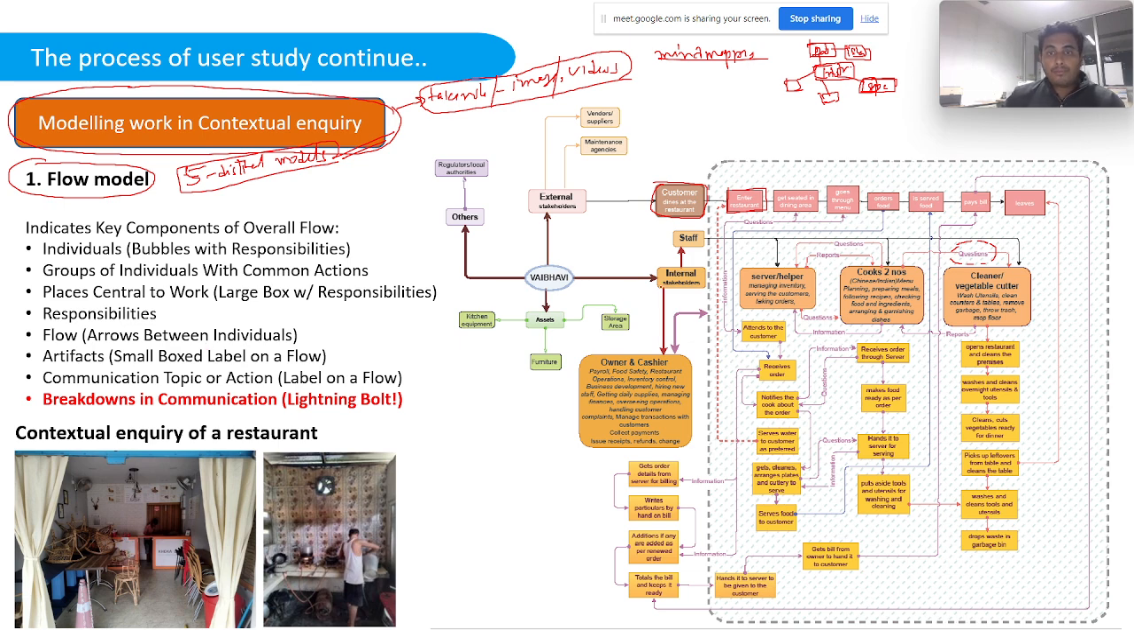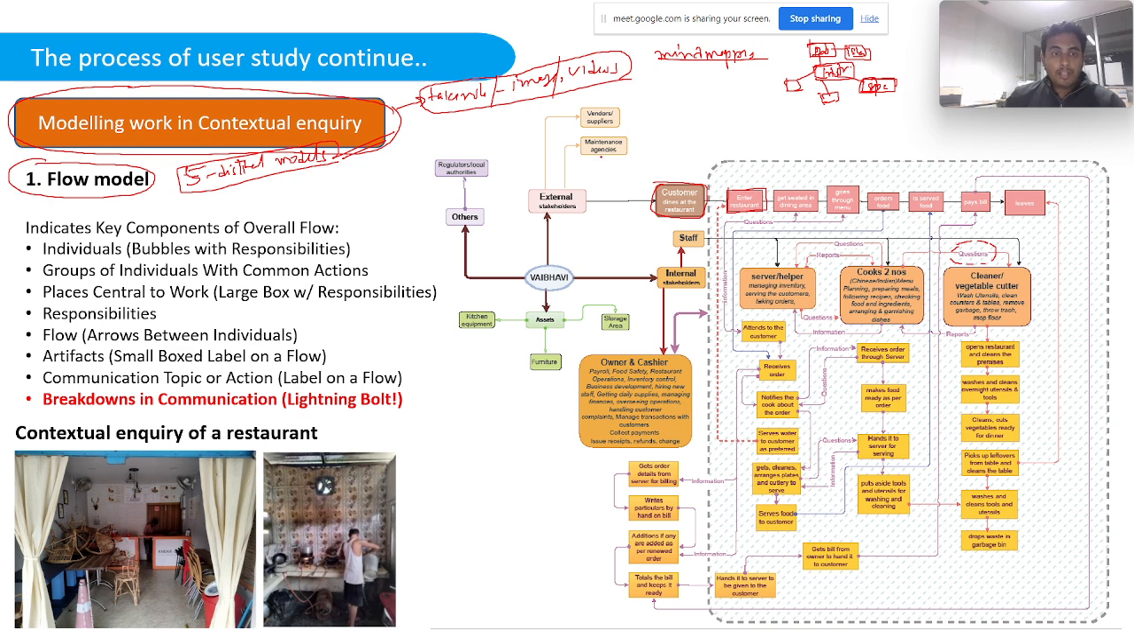We represent the flow of information as well as the flow of actions using arrows. Okay, and in between arrows we write down certain communication. So this flow model defines stakeholders, it defines various activities, various actions, various influences, and the whole set of artifacts involved in a particular contextual inquiry process. So this is like the grand mind map involving all sorts of information.